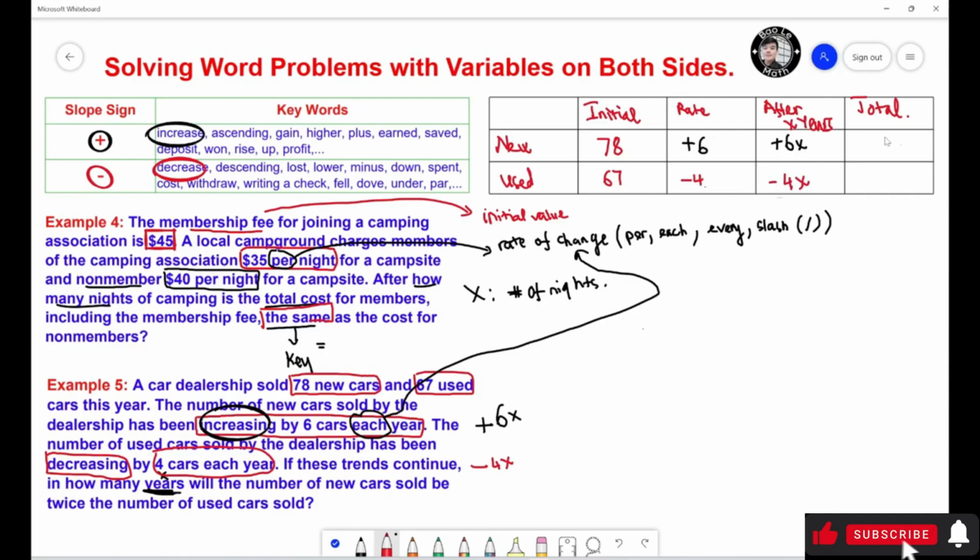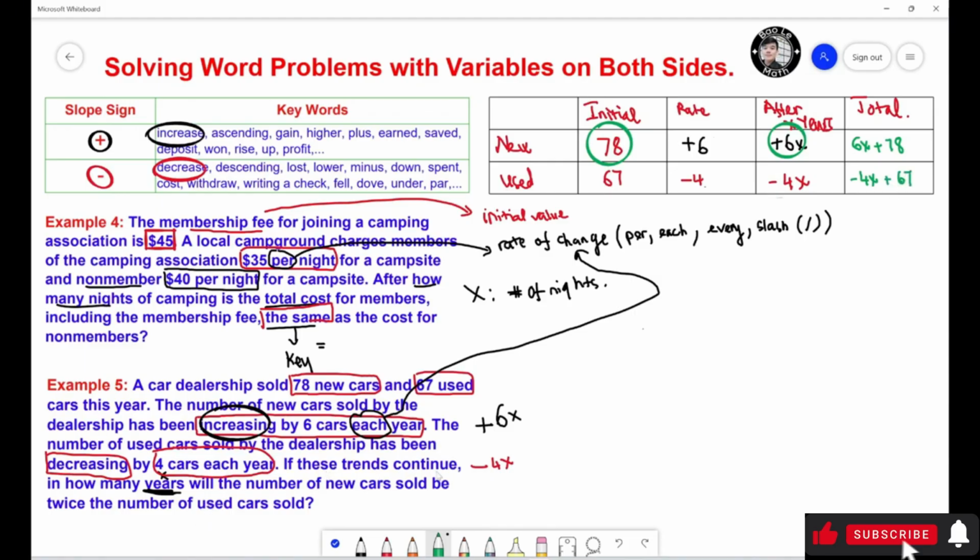Now I have the total right here. So for the total, you need to add the initial one right here and the after S years right here. So it should be 6S plus 78. And this one, it should be negative 4S plus 67.